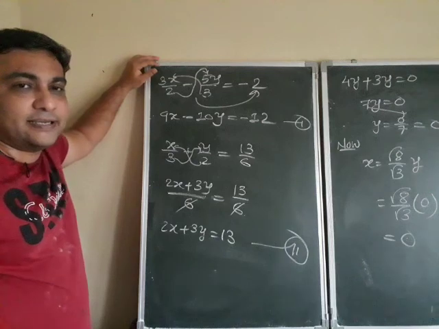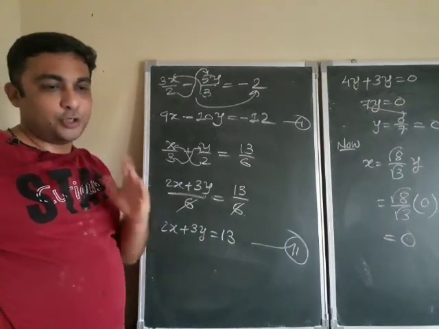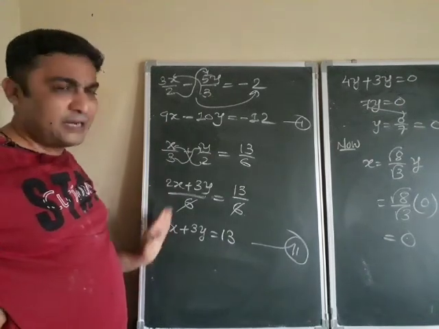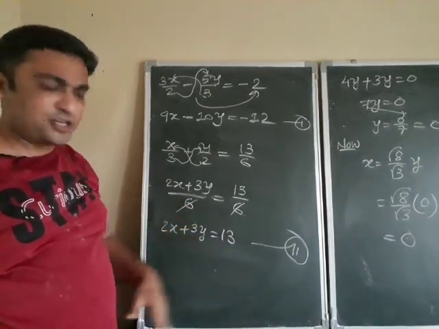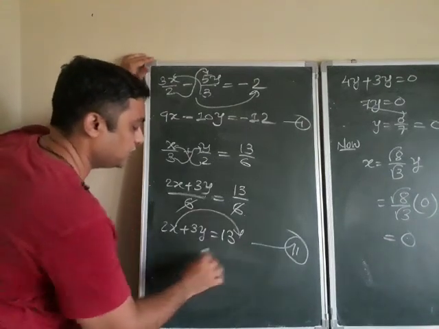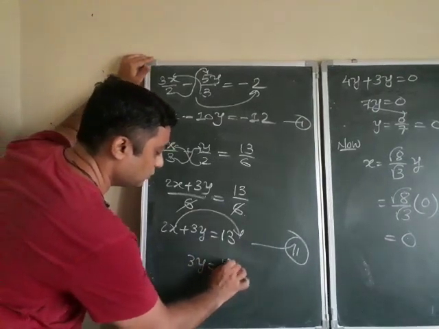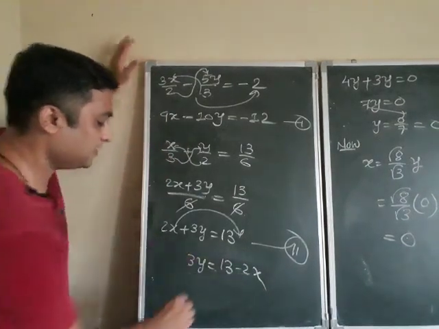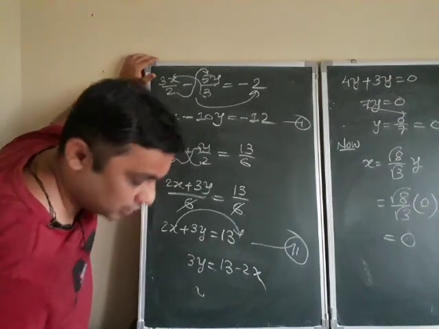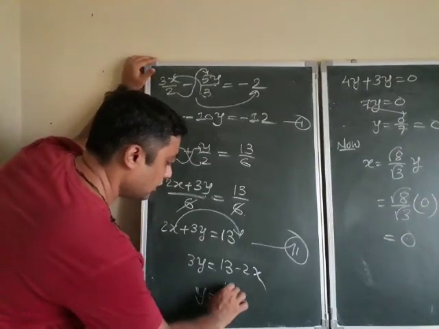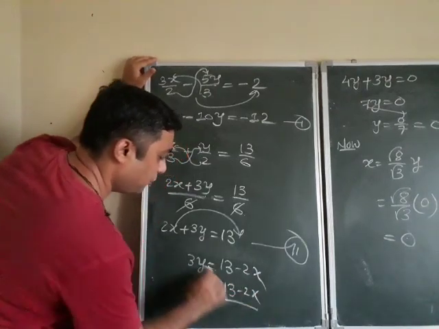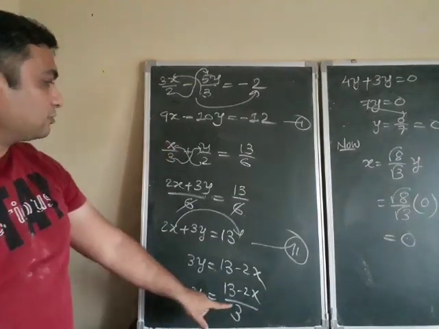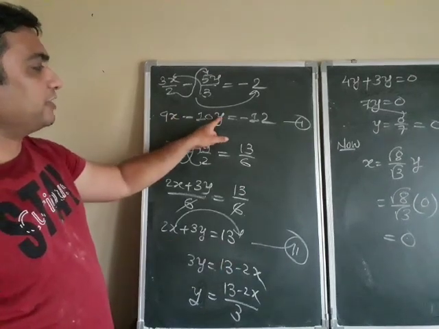Now someone decide, what do you want to do? You want to substitute x for y or y for x? See, in the previous major question we have substituted x for y, so let's try y for x. So this plus 2x on this side, so 3y is equal to 13 minus 2x, right? Now divide this equation by 3, it means y is equal to 13 minus 2x upon 3. Now this y you can substitute in first equation, fine?